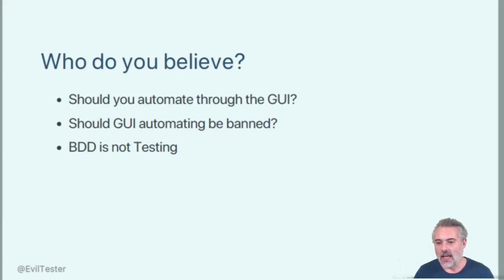The other issue people have is when they go online, it's hard to know who to actually believe about things. Because people say, well, we shouldn't be automating through the GUI. All your testing should be through the API. Well, we don't have an API, but all your testing should be through the API. Doesn't really matter if you've got an API or not, it should be there. We shouldn't really do GUI automation. GUI automation is bad, GUI automation is flaky.